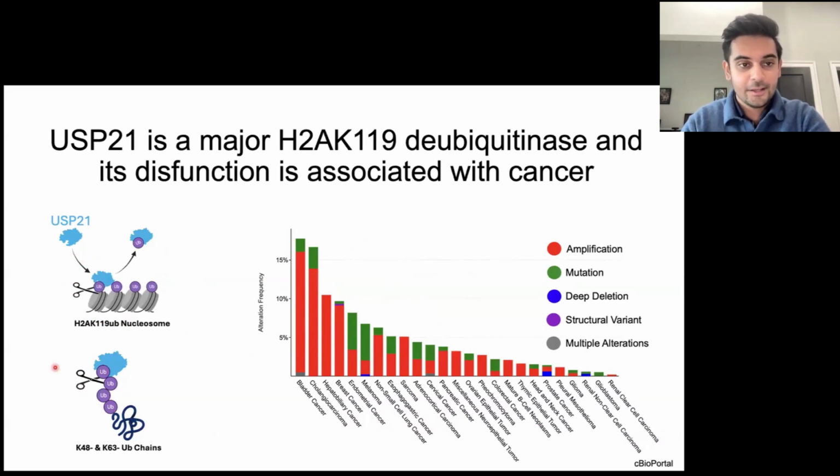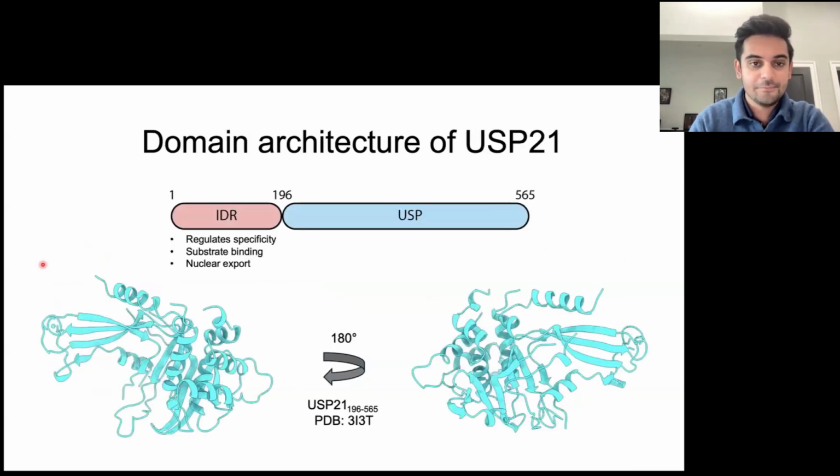And so therefore, USP21 overexpression and mutation has been found to be implicated in various cancers. And so as a structural biologist, I was quite interested in understanding, well, how does USP21 engage with H2AK119 ubiquitinated nucleosome? And biochemically and structurally, is there anything we can learn to understand its general principles and how it removes ubiquitin off substrates?